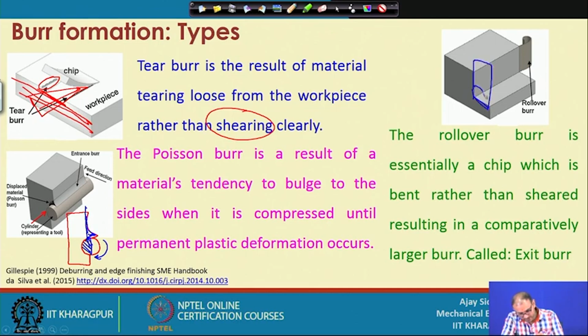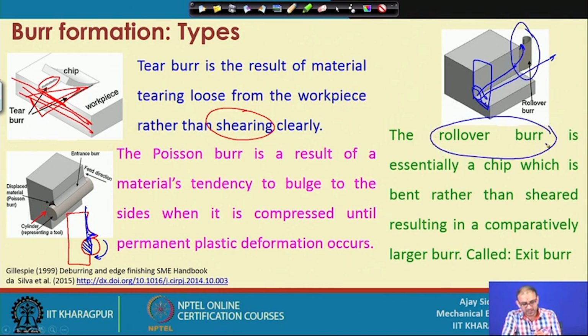So, this is your cutting tool and you are going in this direction. Once your cut is over, at the end if some chips are available, that chip actually gets bent over instead of continuously being removed from the workpiece, and your tool has completely passed. Whatever the bending of this chip is, this is called a rollover burr. We have seen in the earlier slide that this was the burr which was created at the end of the cutting tool or end of the workpiece.